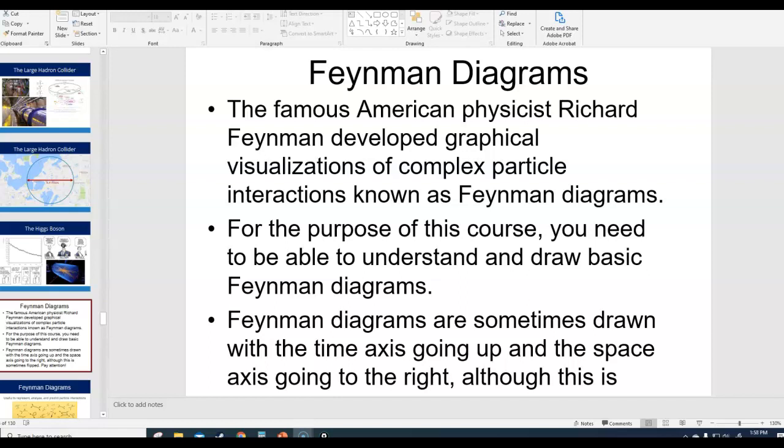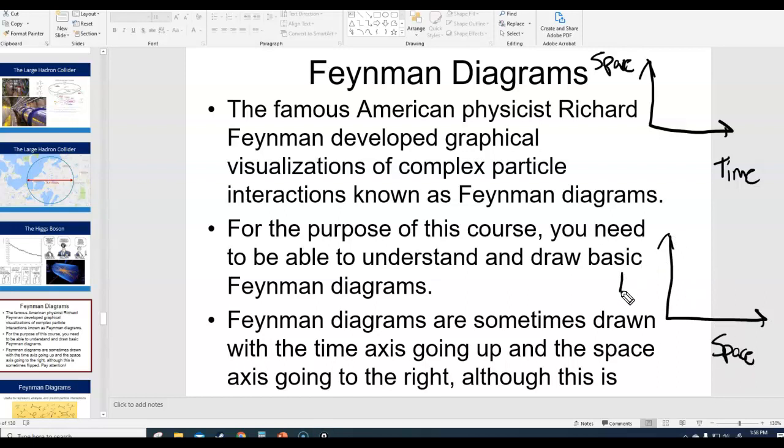A Feynman diagram is typically drawn in one of two ways. It's typically drawn either with the space axis on the y-axis and the time axis on the x-axis, or sometimes they have these flipped. And I realize it's very annoying to not have a consistent way of doing that. It also annoys a lot of IB physics teachers, but most of the time you can tell from context how you're supposed to draw these.